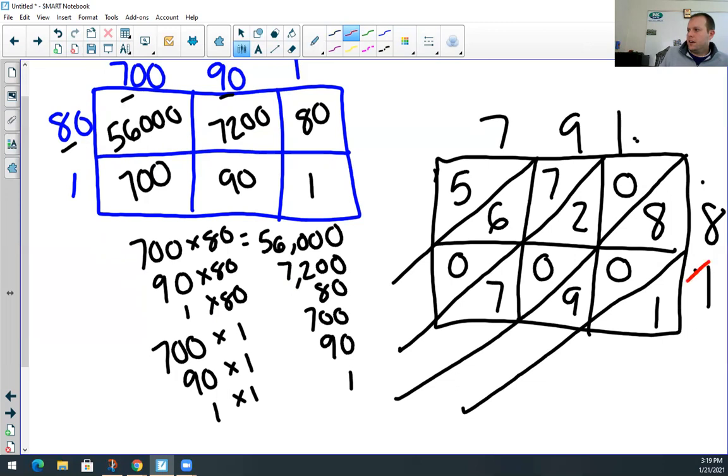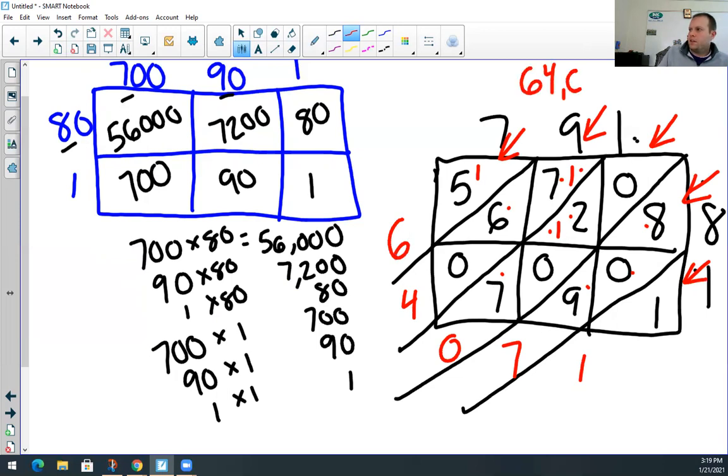Adding with our diagonal. So here's 1. Second diagonal, we have 8 plus 0 plus 9, which is 17. Third diagonal, we have 7 plus 1 is 8 plus 2 is 10. 1 plus 7 is 8 plus 6 is 14. Last diagonal, 1 plus 5 is 6. So our answer is 64,071.